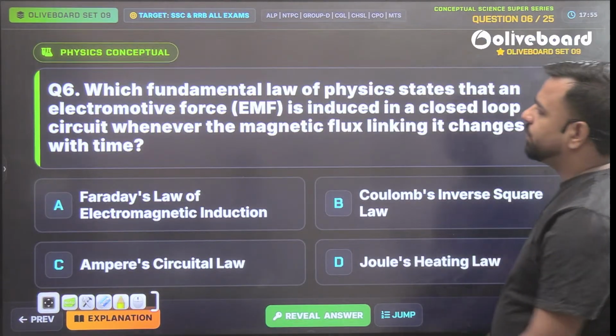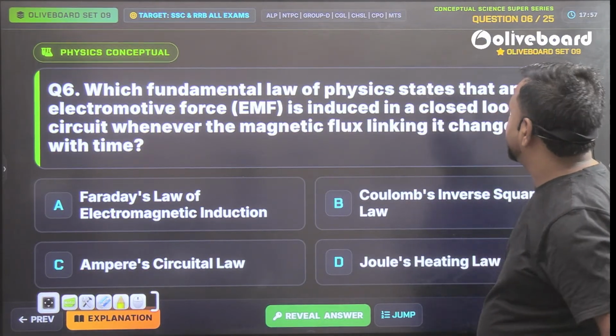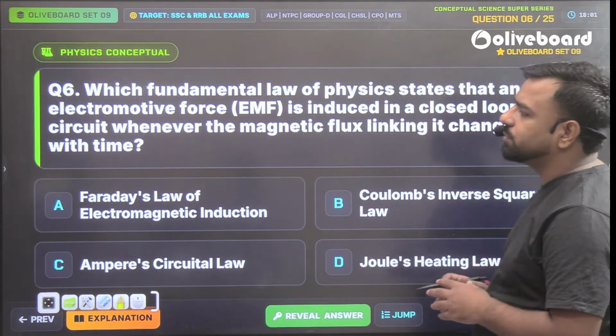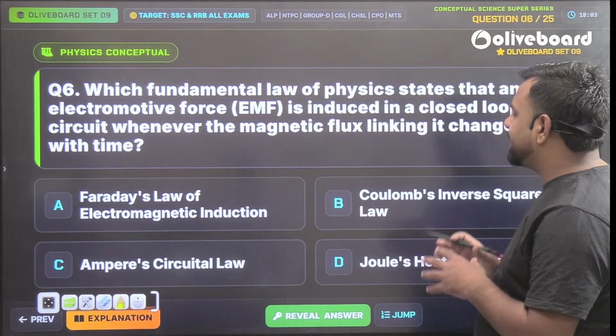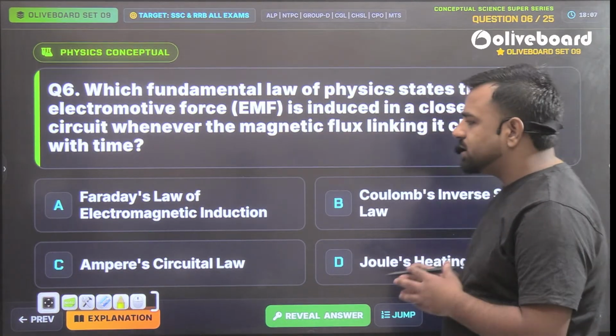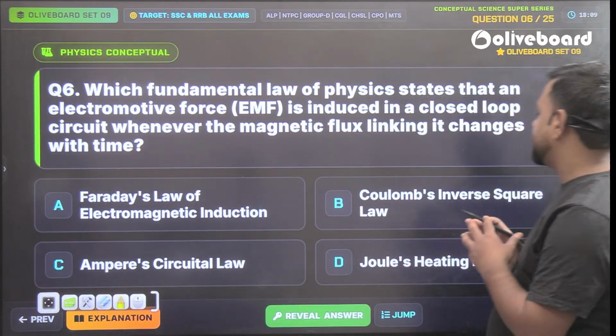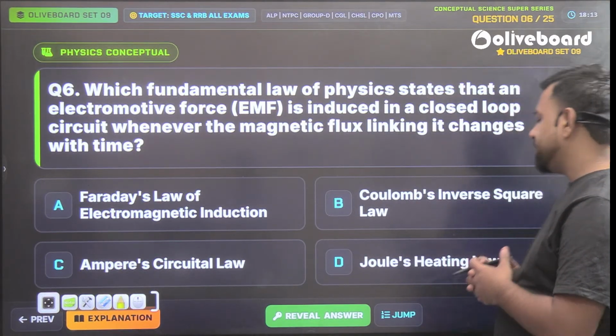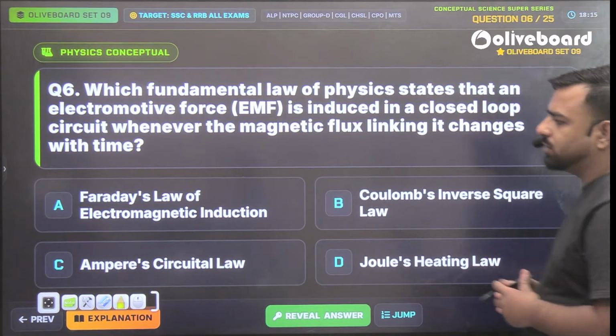Next, which fundamental law of physics states that an EMF is induced in a closed loop circuit whenever the magnetic flux linking it changes with time? So is it Faraday's law of electromagnetic induction? Is it Coulomb's inverse square law? Is it Ampere's circuital law? Or is it Joule's heating law? So you have four options.